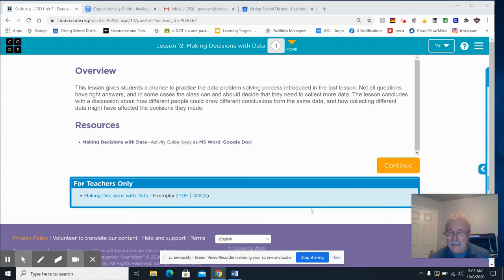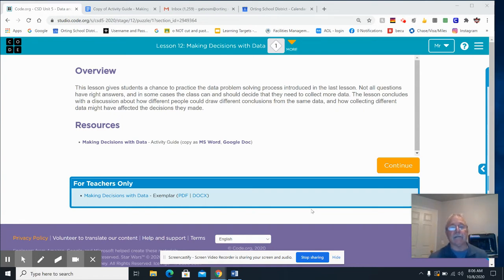Objectives. Use tables and visualizations summarizing data to support a decision. You're going to present and critique interpretations of tables, not the table you're sitting at, but tables based on charts and visualizations. Identify additional data that could be collected to improve your decision.